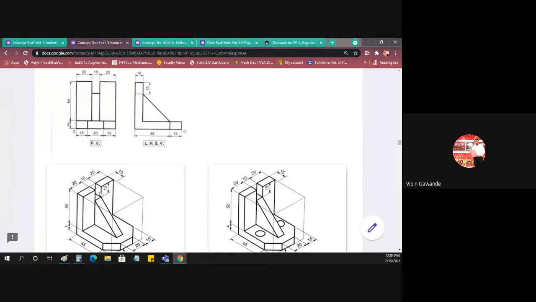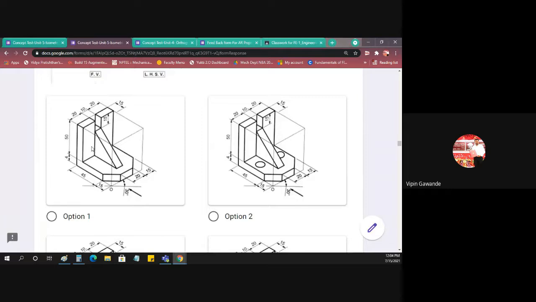Because of this cutout, that is not visible on the front surface, we'll get this line as a dotted line. So the dotted line is also mentioned here. See, this is the dotted line. So this dotted line is because of what? This cutout. So the front view and left hand side view are all correct for option number 1. So the correct option is what? Option number 1 is the correct answer.